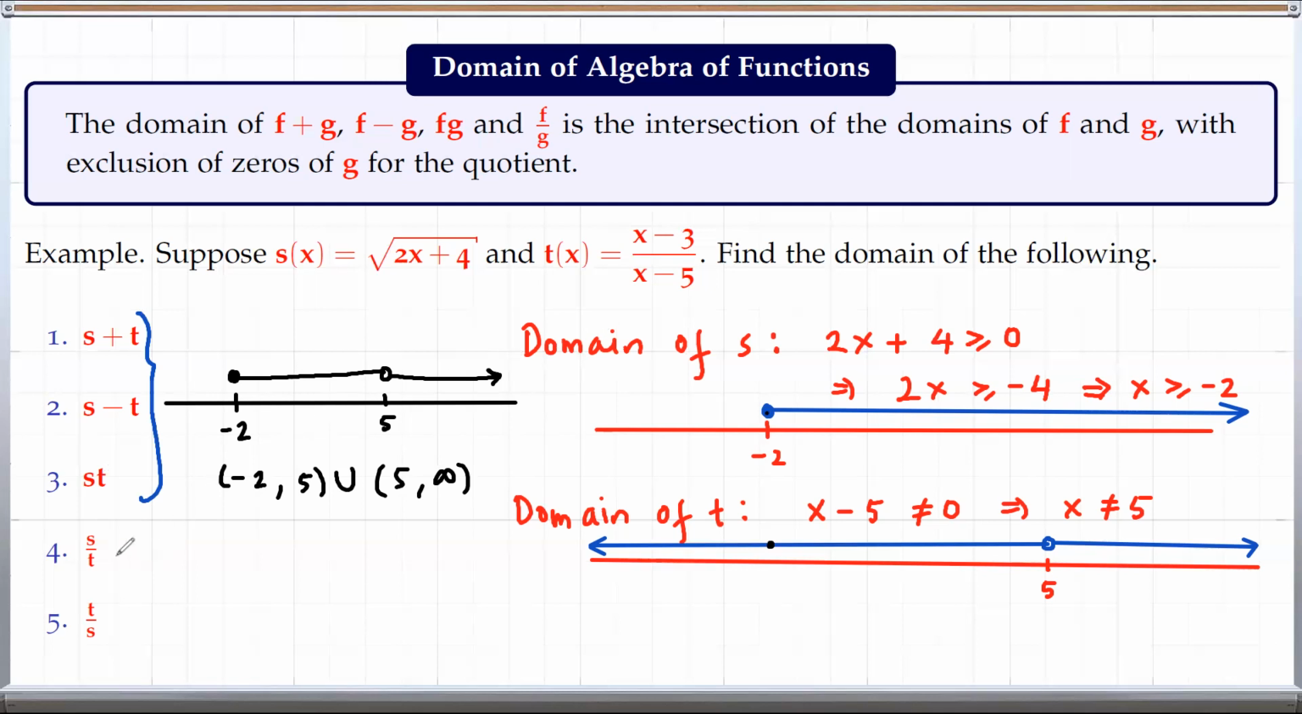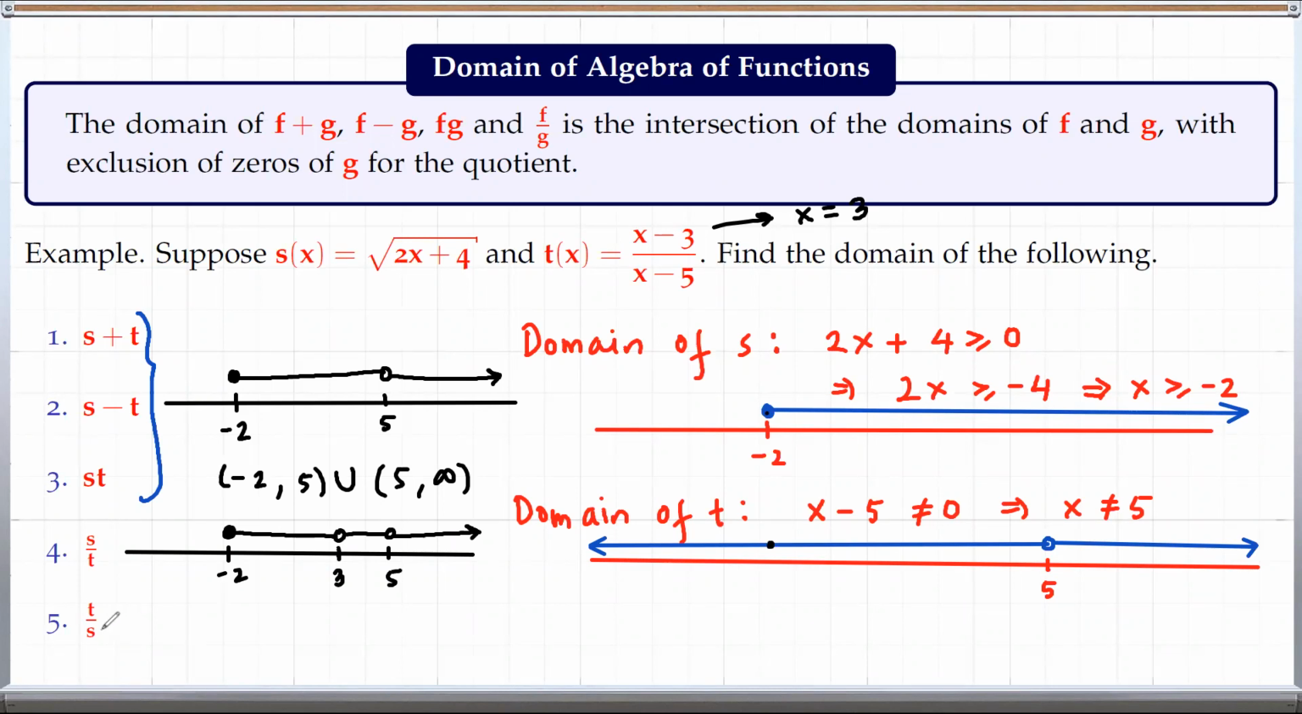Now to find the domain of s by t, we just need to make sure there is no value of x that makes t 0. So function t is 0 when x equals 3. So we need to remove x equals 3 also. So if we draw a number line, we have -2 here, we have 5 here. So we need to remove this point also. So we have another hole over here. We already have a hole here. And we start from -2. So the domain will be this one: all the real numbers to the right of -2 with holes at 3 and 5.